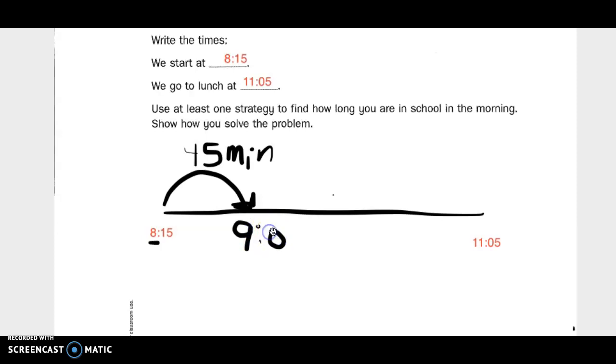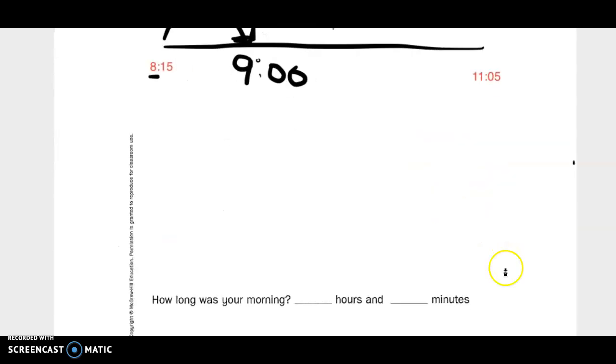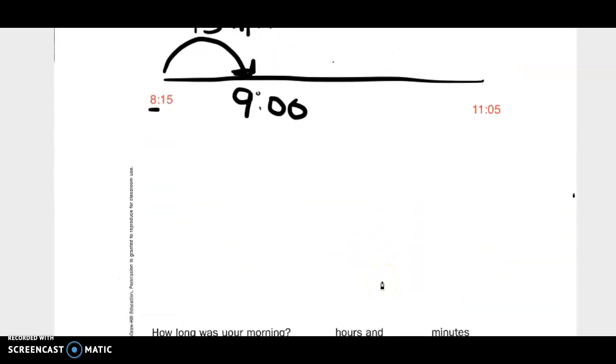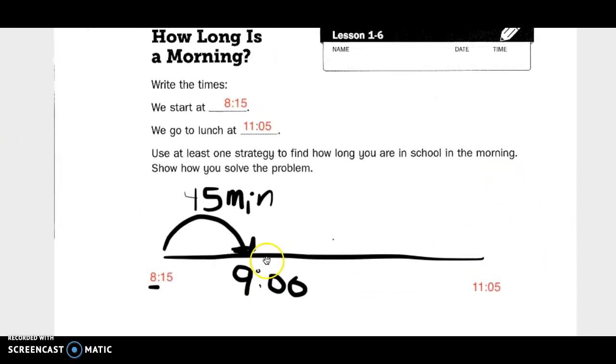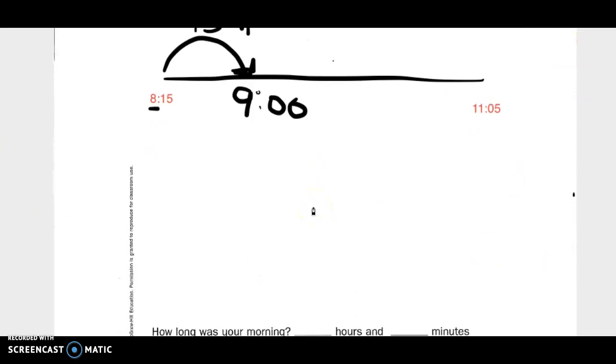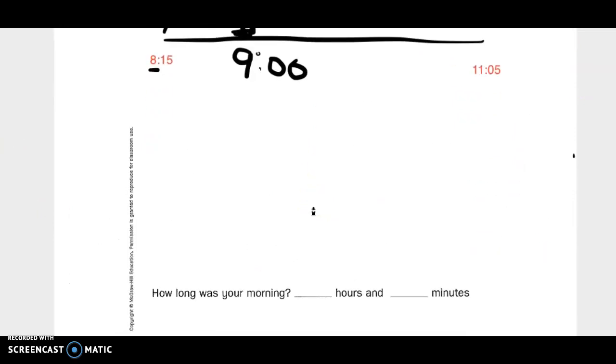I want you to try and solve the rest of these hops, or if you choose to do it on a clock, to solve how long was your morning, how many hours and how many minutes. Once you have completed that and you have answers for this bottom, remember we're writing it in our template today that's attached to this, then you can go and submit it to your teacher.